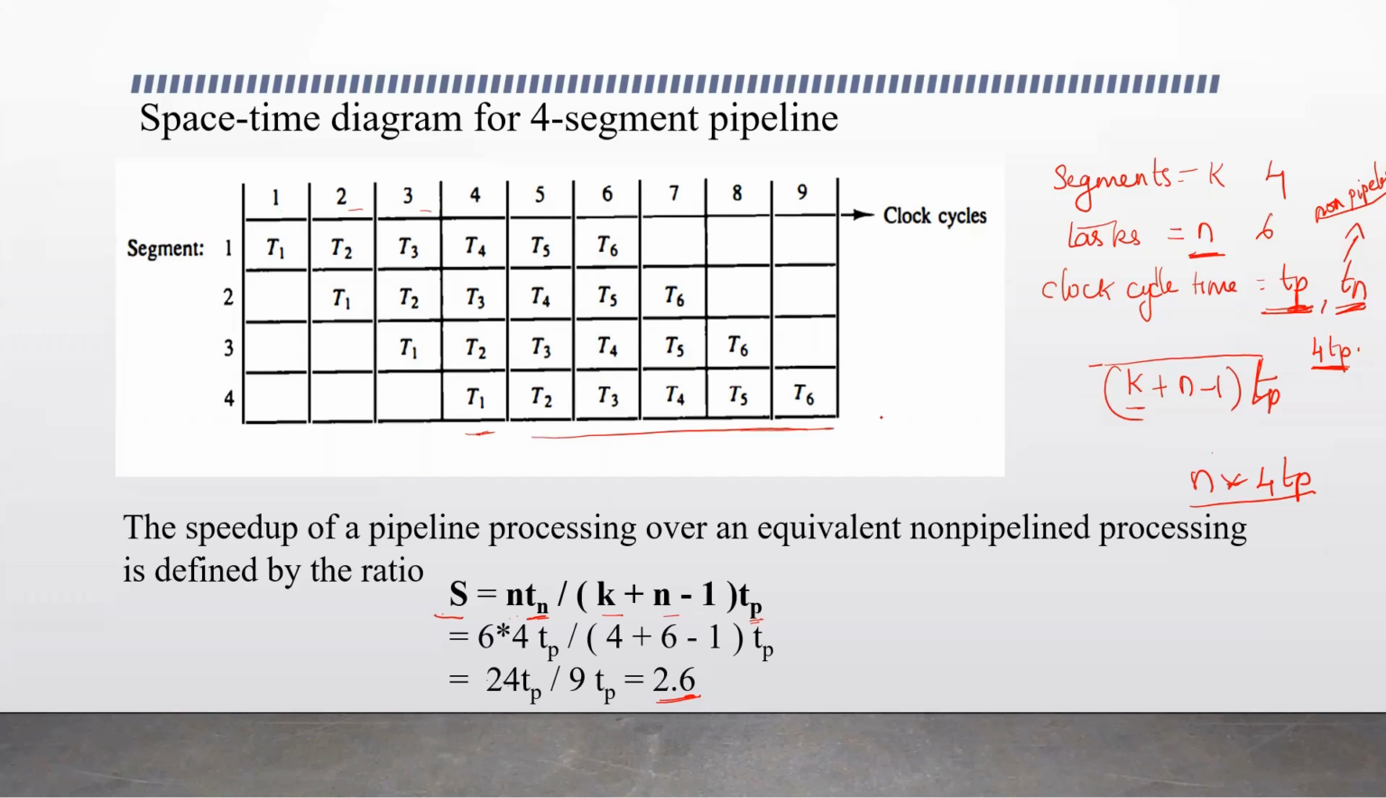So here is a comparison between a non-pipeline system and a pipeline system. Here we have calculated the speed up ratio. That's about pipeline systems. And in the next class, we will be learning about arithmetic pipeline.